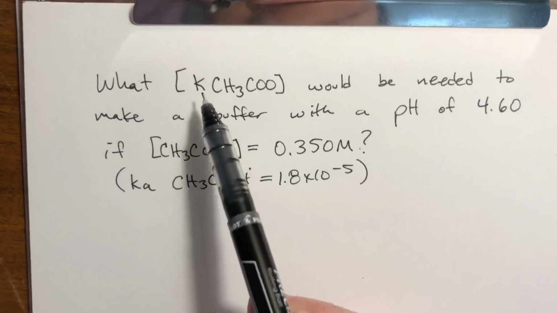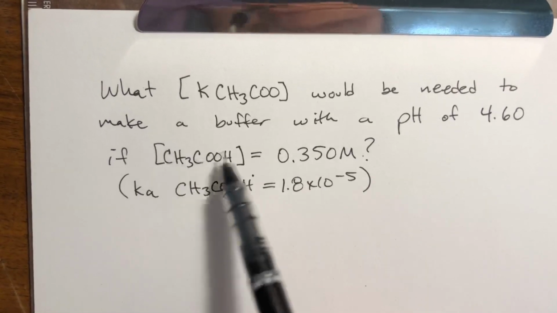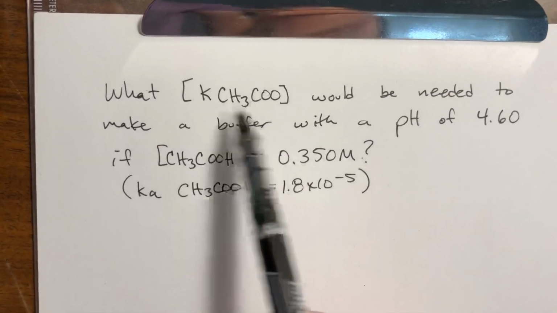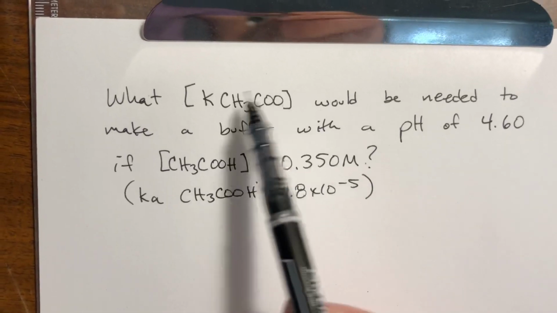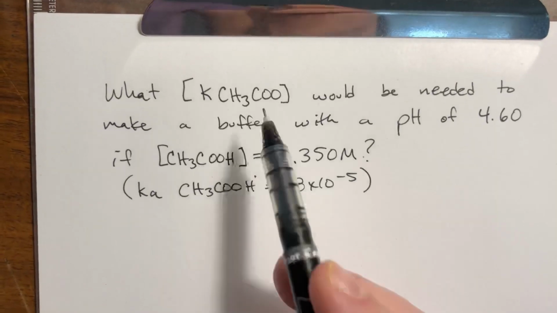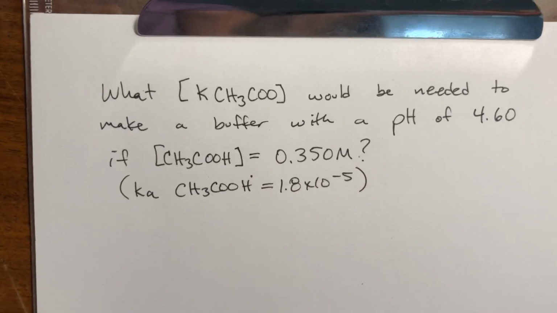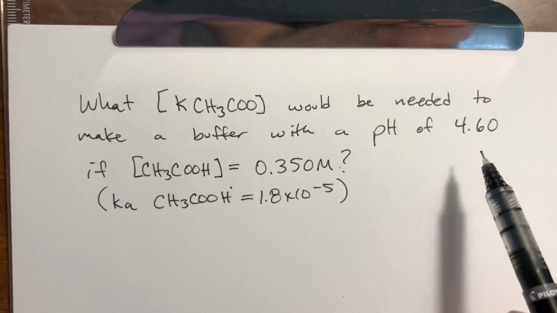And we're going to be adding potassium acetate, which is the conjugate base of this. It's a salt as a base, basically. The K does nothing. CH3COO minus is the conjugate base of this. So we have an acid and its conjugate base mixed together, which is what makes a buffer. And we're hoping for a pH of 4.60.